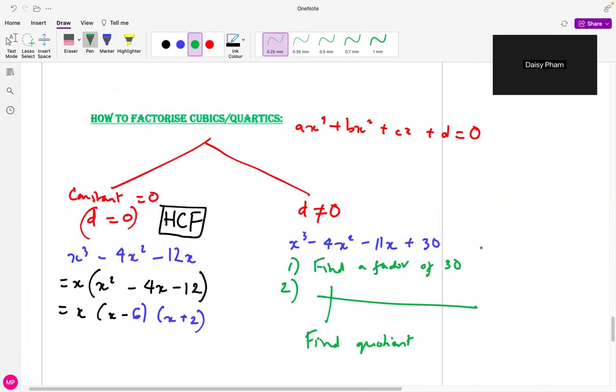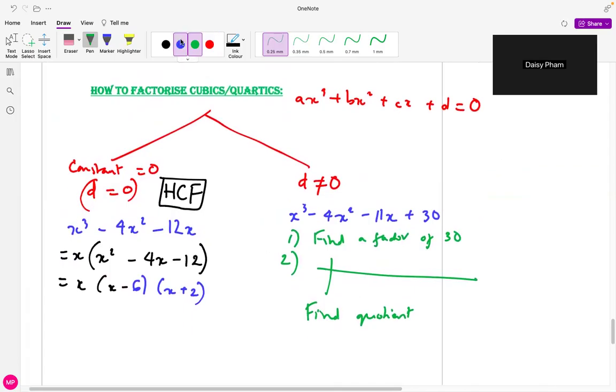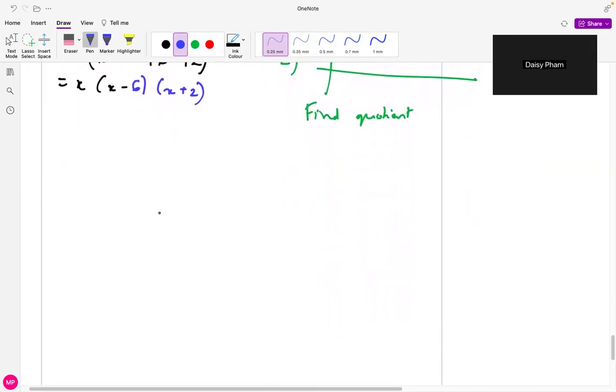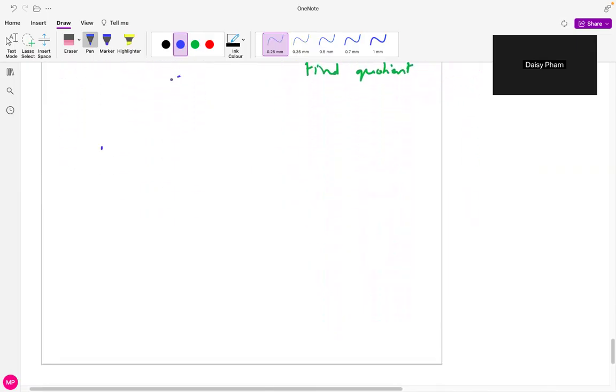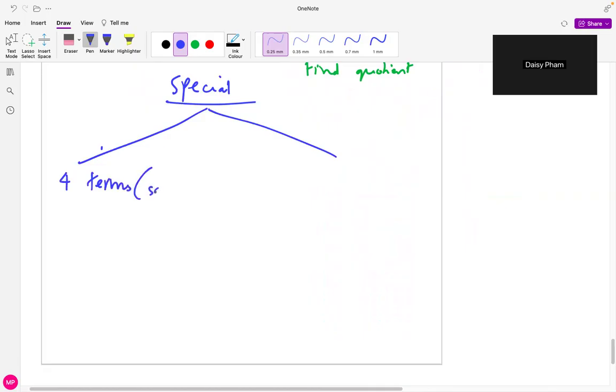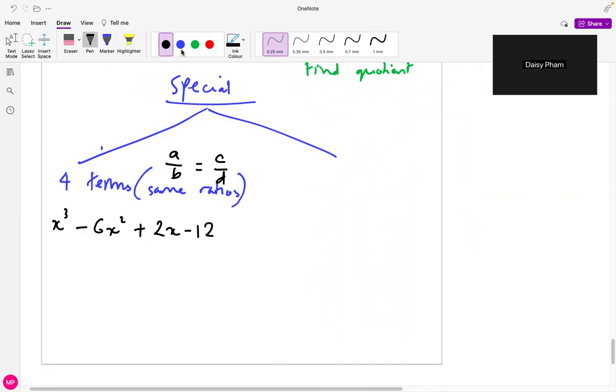So these are 2 main methods of factorizing cubics. There are special methods, and special methods only work in some cases. So if you have 4 terms and they have the same ratio, let's say you have something like x cubed minus 6x squared plus 2x minus 12. I'm talking about the ratio between A and B and the ratio between C and D, if they have the same ratio. So the best way to do this one is you group 2 by 2.